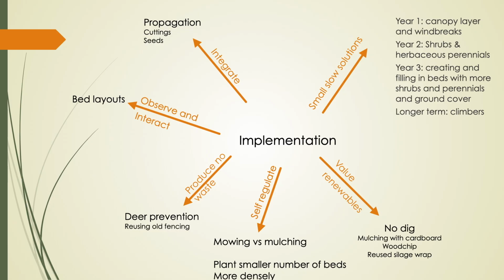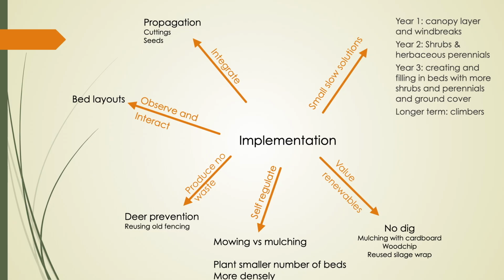So we've planted some, the ones that are probably slower growing, some of the bigger ones, and then in year 3, what we're then doing is creating beds around the canopy layer and the bigger shrub layers, and filling in those beds with more shrubs, perennials, and more ground covers. And then once the system gets a bit more established, we'll be able to put in climbers. So we're really using small, slow solutions.